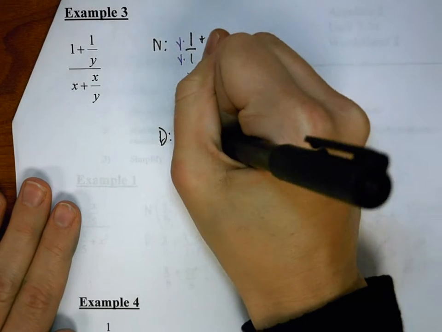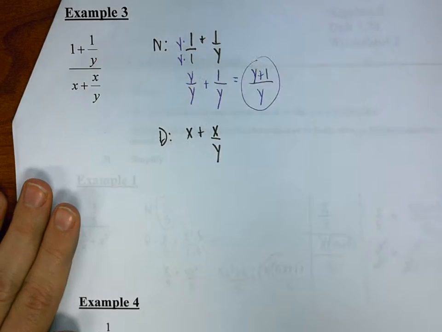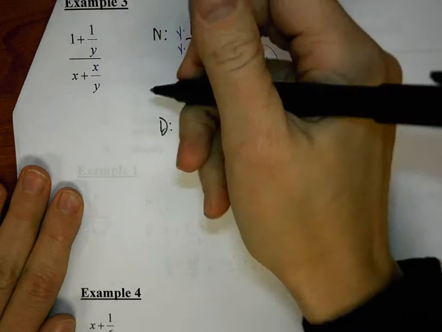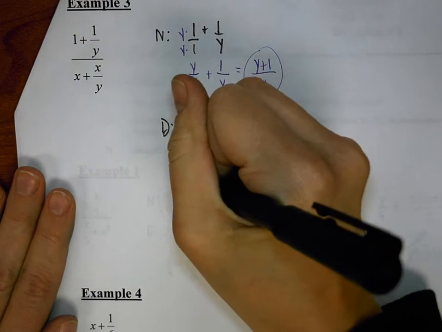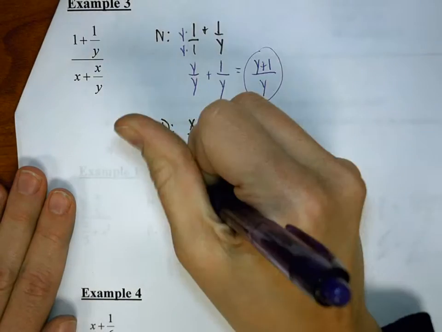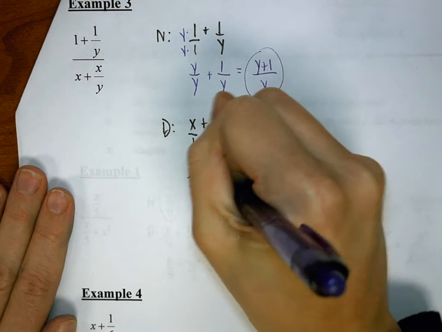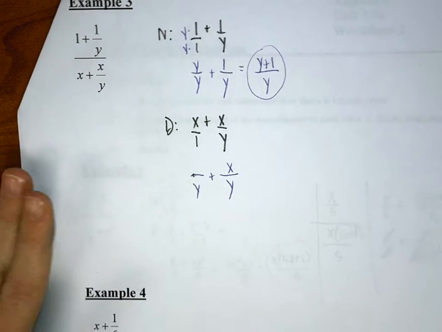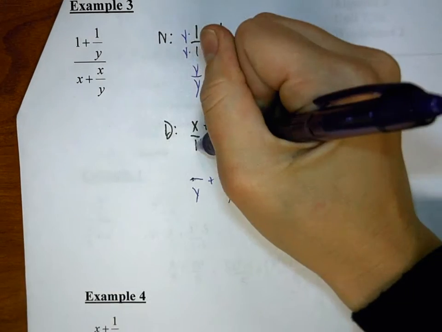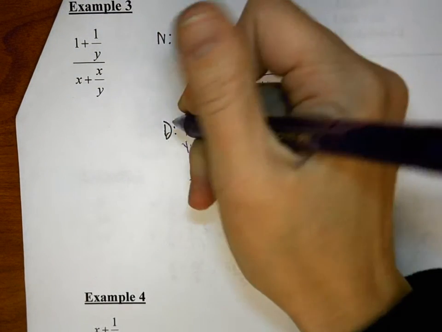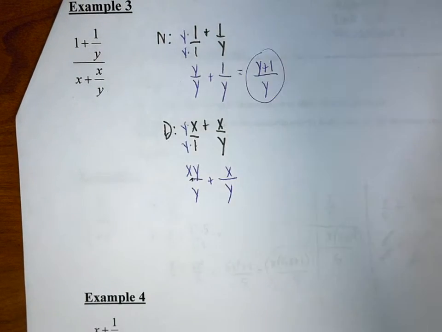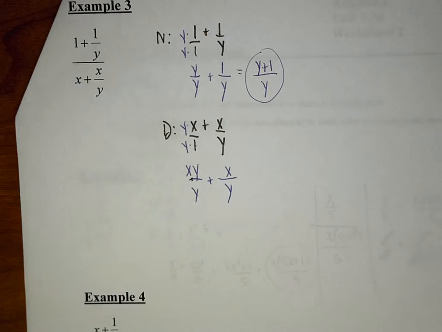I have x plus x over y. And I'll change x right now to have a denominator of 1. So between 1 and y, my common denominator would be y. So I rewrite this. X stays on the top there. In order to make this a y, I'd have to multiply by y to the top and the bottom. X times y is xy. You always write them in alphabetical order.